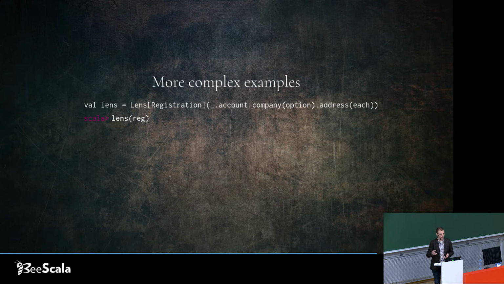List of addresses and a type. Address is list of string. Option of list of string? Yeah, option of list of string. What happens is kind of the only thing that makes any sense.